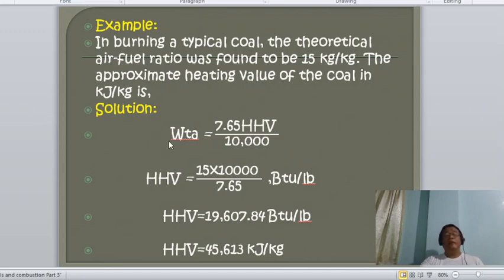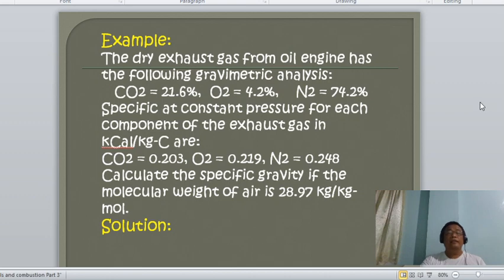Substituting values now, the higher heating value is determined using the amount of the theoretical air multiplied by 10,000 divided by 7.65. That is equivalent to 19,607.84 BTU per pound. Changing this heating value to SI, that is equivalent to 45,613 kilojoules per kilogram.